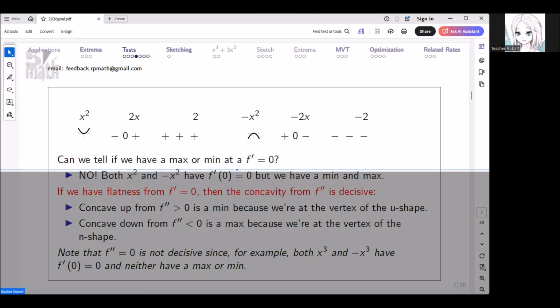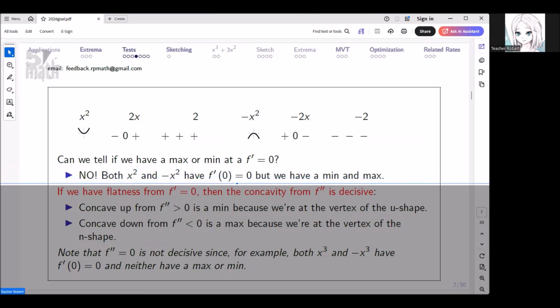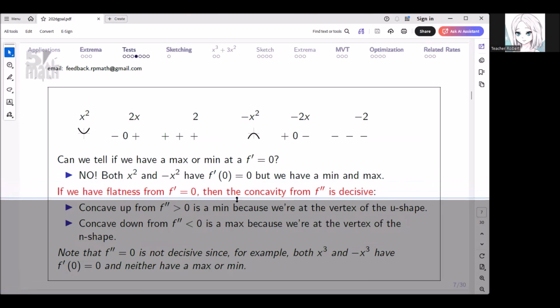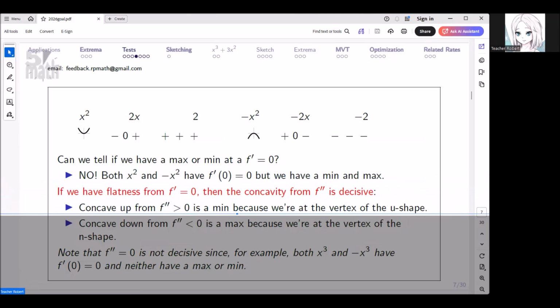Can we tell if we have a max or min at f' equals 0? No. Both x squared and minus x squared have f'(0) equals 0, but we have a min and max. If we have flatness from f' equals 0, then the concavity from f'' is decisive. Concave up from f'' greater than 0 is a min because we're at the vertex of the U shape.